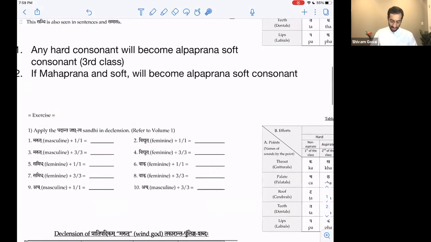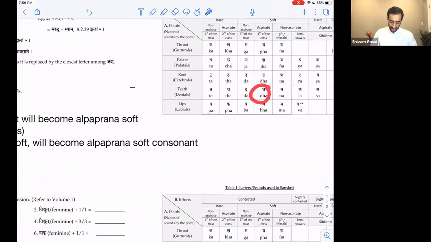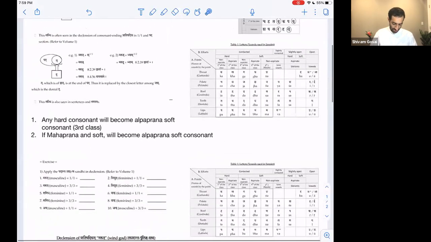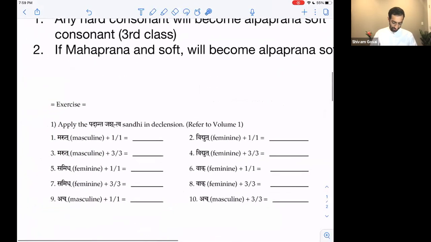Samidha, right? Samid. So the dha becomes the da. So samid plus bis in 3-3 becomes samid bihi. Alpa prana.